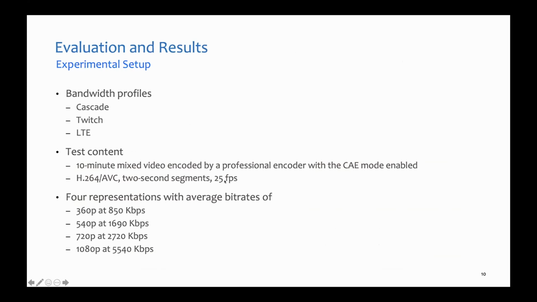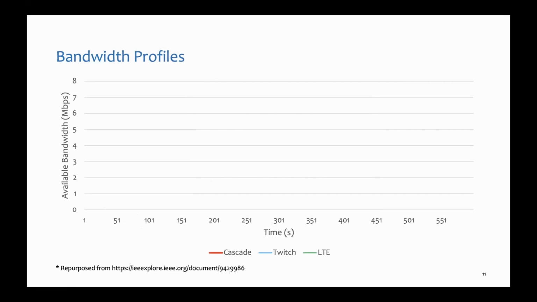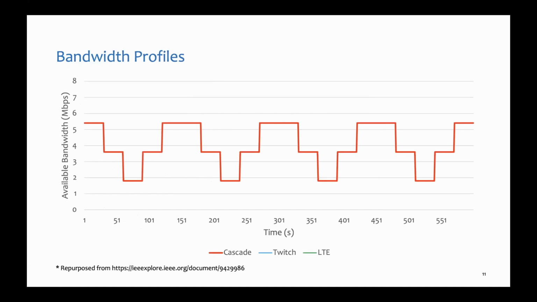AVC 2-second segments, 25 frames per second, and these are the average bit rates that we produced for our 4 representations. But as you can imagine, the actual bit rates varied quite a bit. So the bandwidth profiles we used are as follows, and these are from the paper given below. So we took the profiles from that.